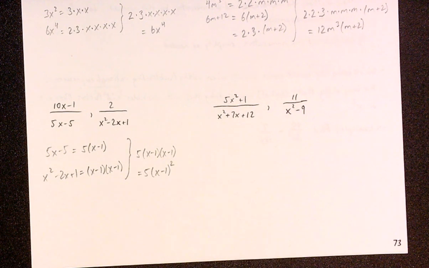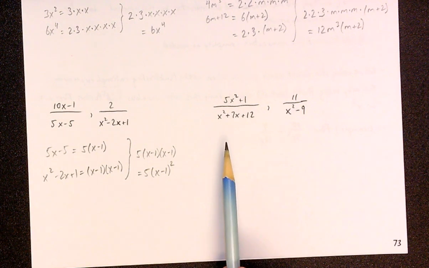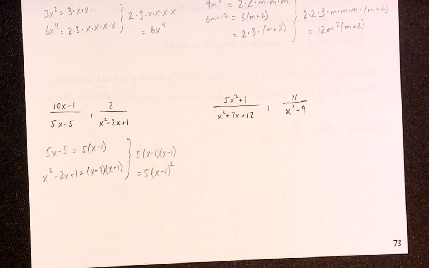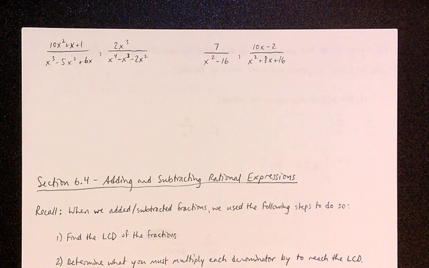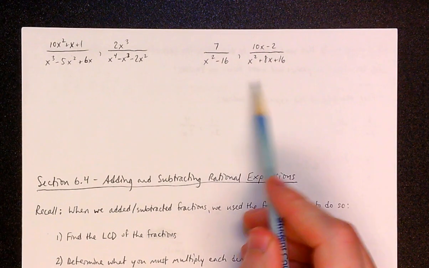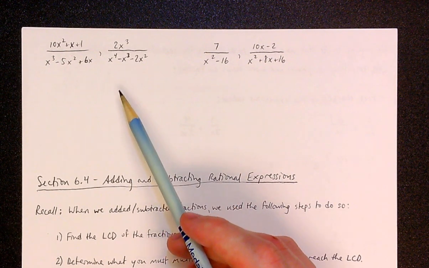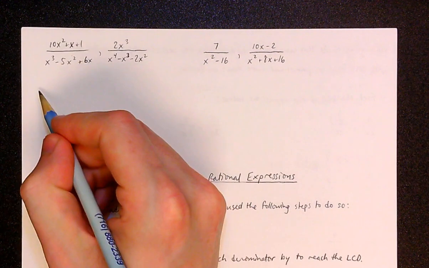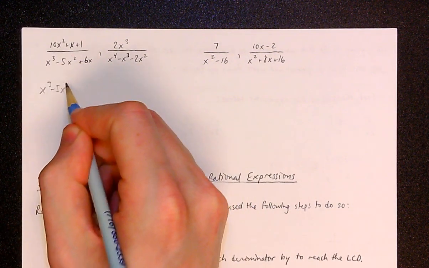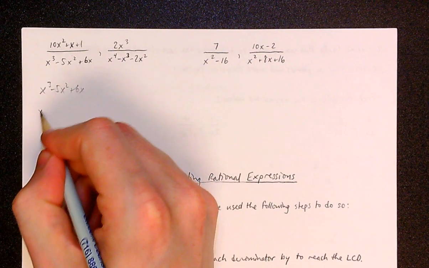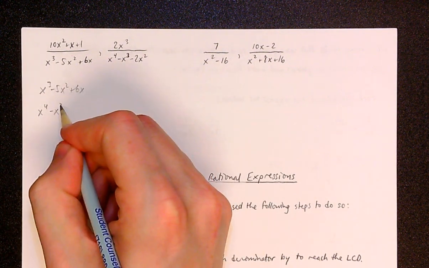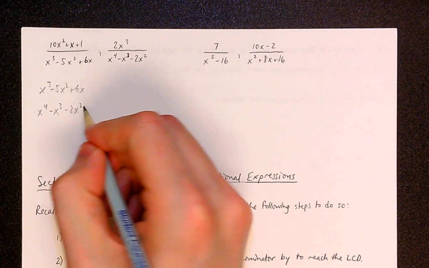So as I said, I will let you try this next one here on your own. Find the LCD of x squared plus 7x plus 12 and x squared minus 9. As we move on to the top of the next page here, I'll let you try this one over here on your own, and we'll get started on this one here, but then I'm going to let you complete that one on your own as well. X cubed minus 5x squared plus 6x, and x to the fourth minus x cubed minus 2x squared.